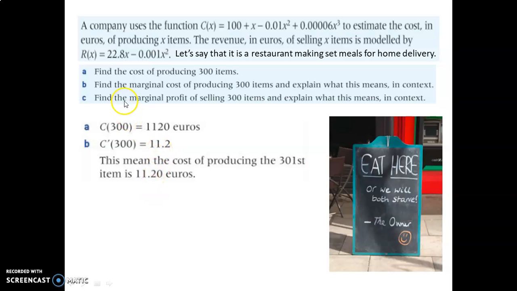Okay, in C, it says find the marginal profit. So notice now it went from marginal cost to marginal profit. So do we have a profit model here? No, but we have a cost model and a revenue model.